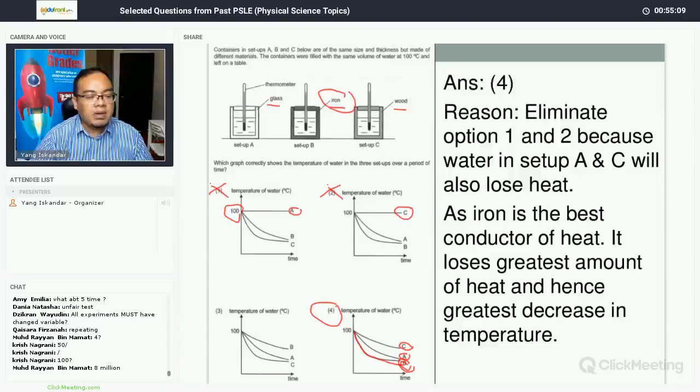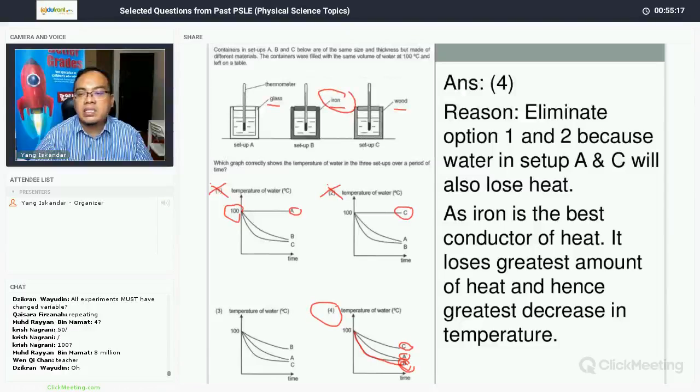Okay, Zikang asks, must all experiments have a change variable? Yes. Change variable is also called the test variable. In any experiment, there must be a test variable because remember, in any experiment, you must have an aim of experiment. Without aim, you do not know what you are trying to find out. So every experiment there must be an aim and there must be a change variable.